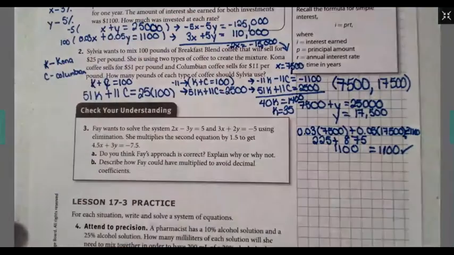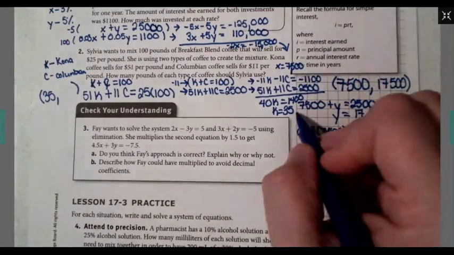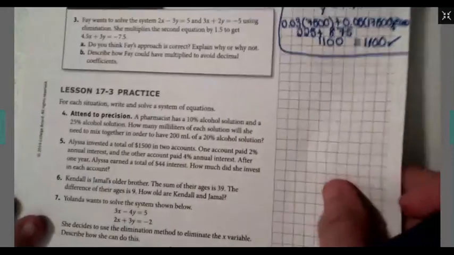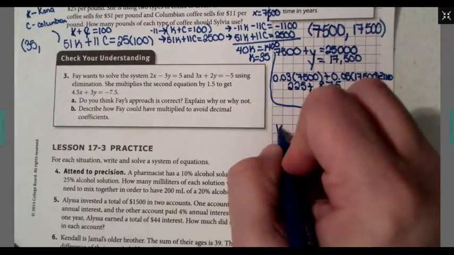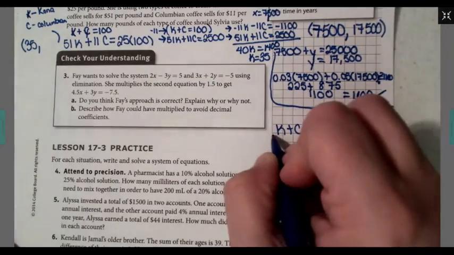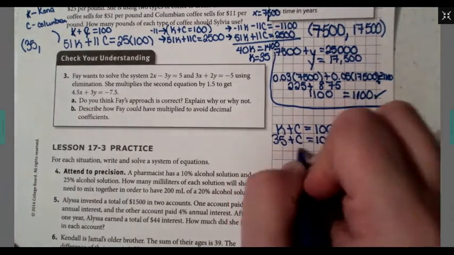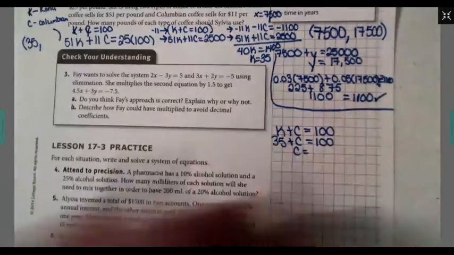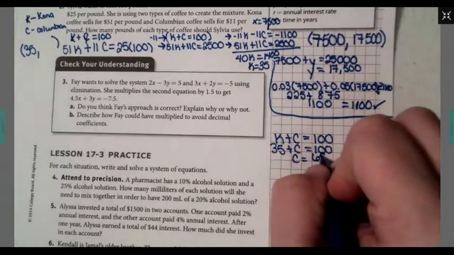Okay. So Kona is going to be 35 pounds. Let's find out how much Colombian coffee we're going to need. Going to kind of write this up over here underneath B. Go back to my original equation of K plus C equals 100. Well, I know that this is 35. So 35 plus C equals 100. C must indeed equal 65.